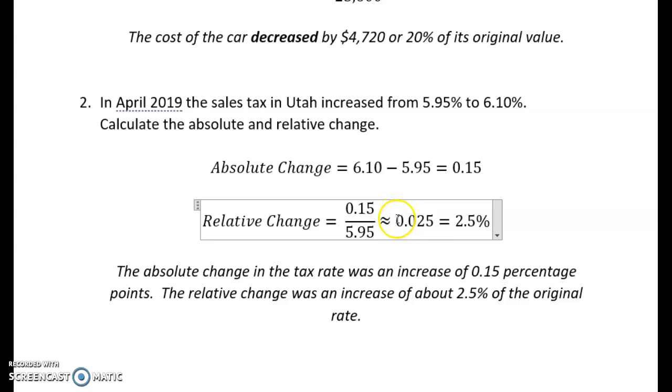I rounded that, so it's approximately equal to, that's out to 3 decimal places. Now I could turn that into a percent by moving my decimal point 2 places to the right, which gives me about 2.5%.